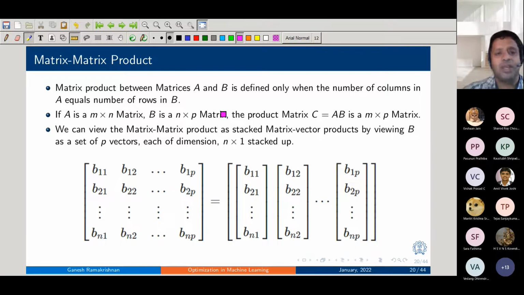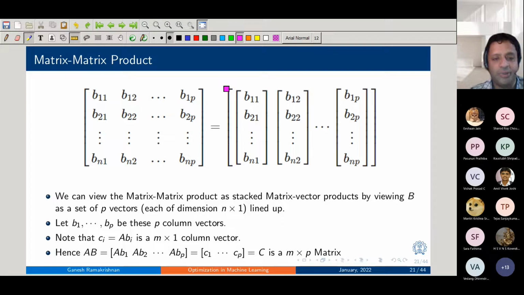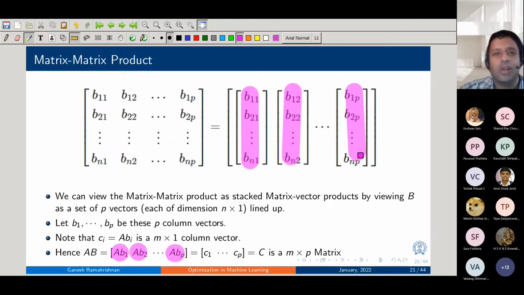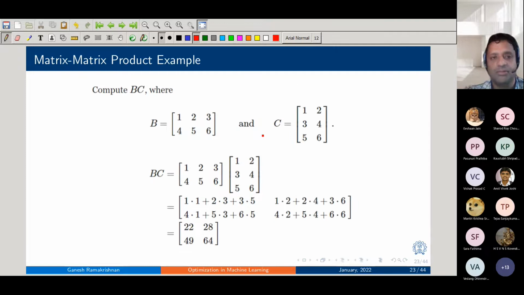You could also have matrix products, and the way to view matrix products is as a stacked matrix vector product, right? By viewing B, when you're trying to post-multiply A with B, you view B as a set of P vectors, each of dimension n cross 1, which are stacked up, right? So that's what we have shown here. With this you can actually view matrix products more easily. You can think of AB as AB1, AB2, up to ABP, where B1, B2, BP are basically the columns of B. Okay, and this is an illustration of how you would go about the multiplication. Okay, so here's an example of BC.